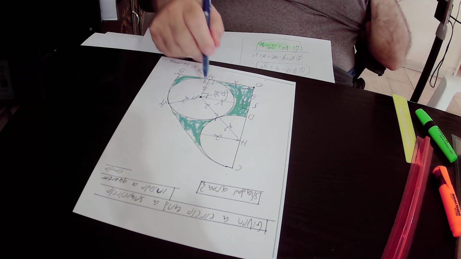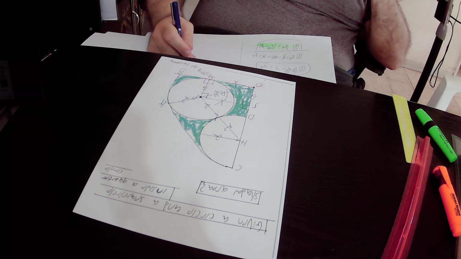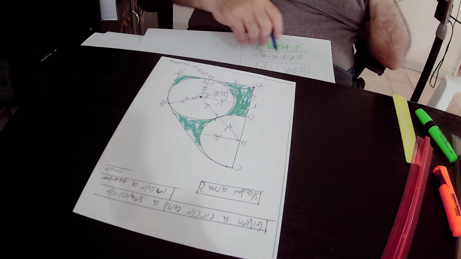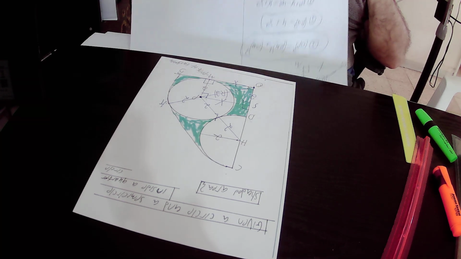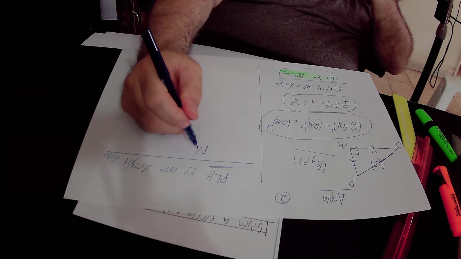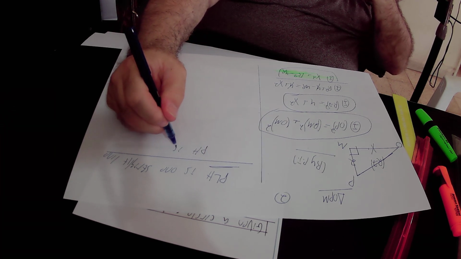And we know that PLH is one straight line. That is to say, PH is a straight line.